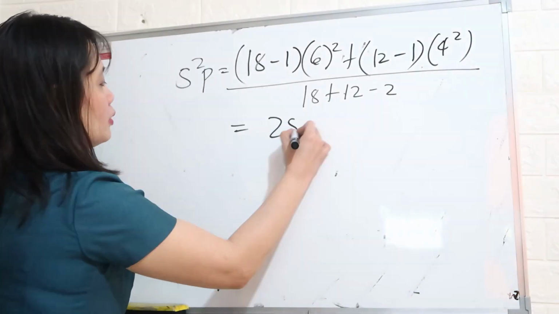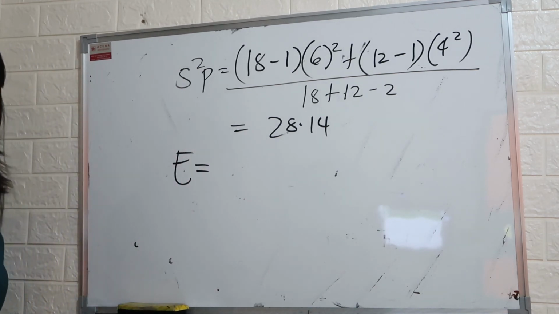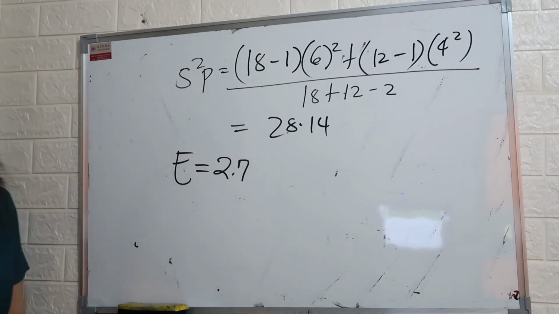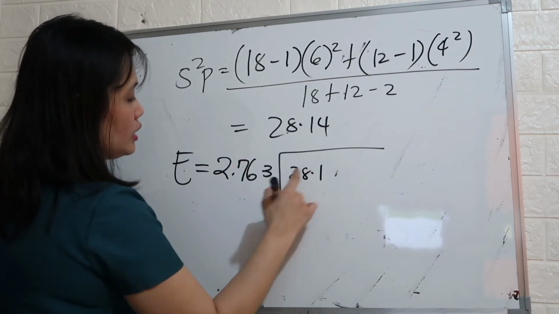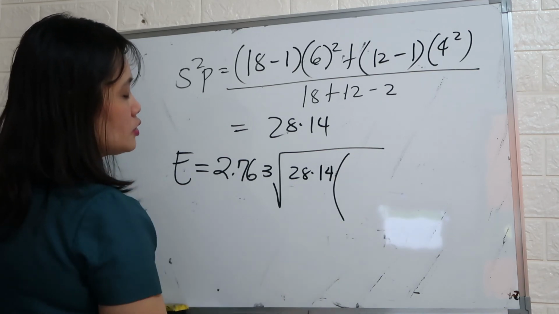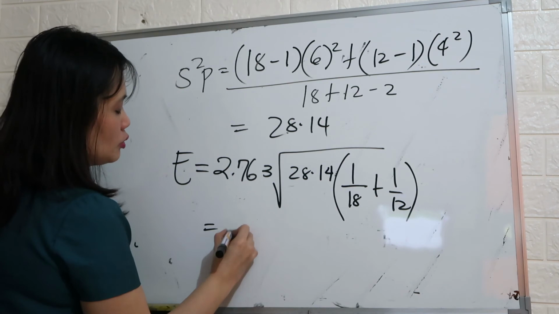Miss, 28.14. Okay, very good. So 28.14. Now we can compute for the margin of error. So we have 2.763 multiplied by the square root of 28.14 times 1 over 18 plus 1 over 12. So what would be your margin of error?